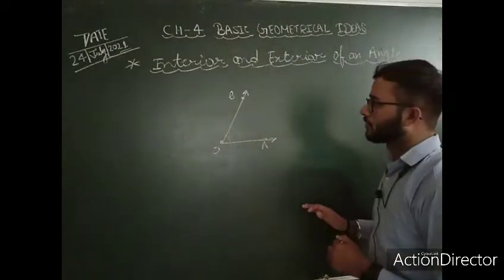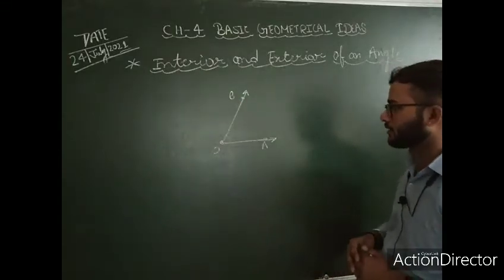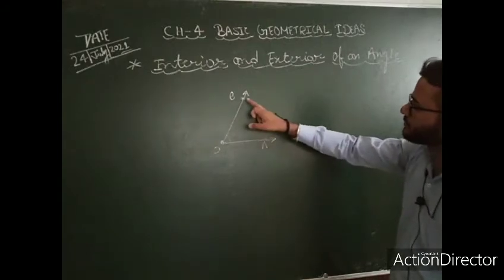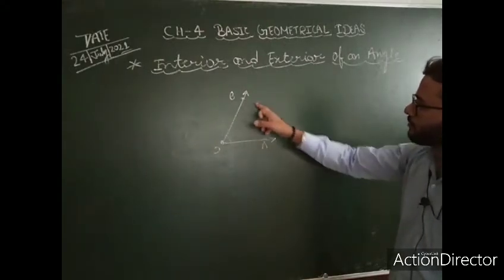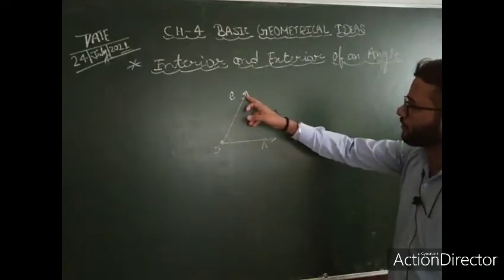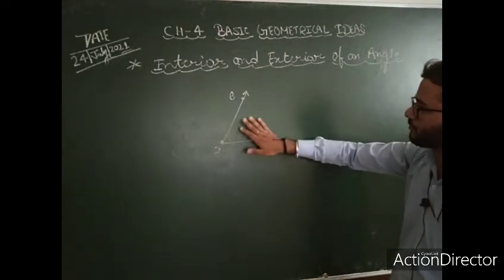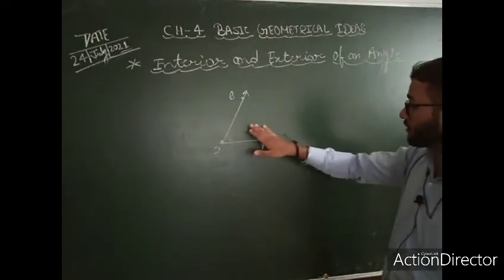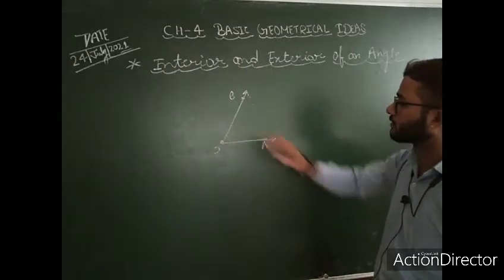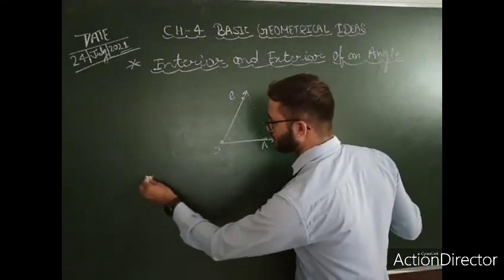So, interior. Now first we start from the interior. What is interior actually? Here we say that the interior is the part in the middle of these two arms. So if you draw a line here like this, the part covered by the interior is the part of the plane which is covered by the angle. So here we write the definition of interior.